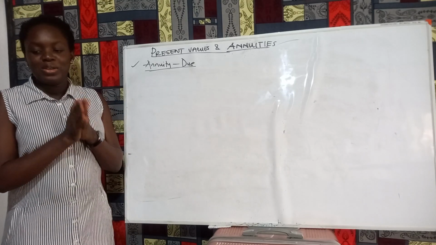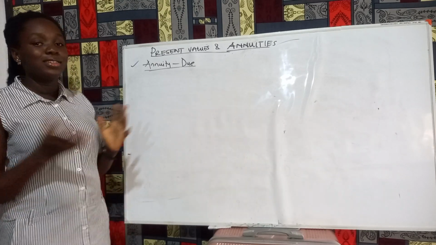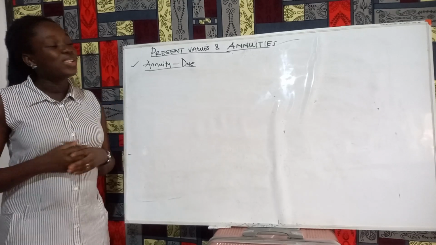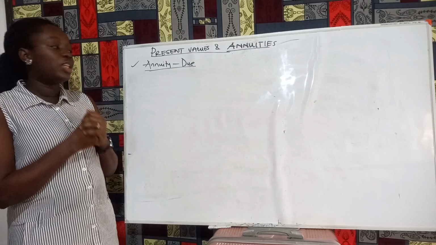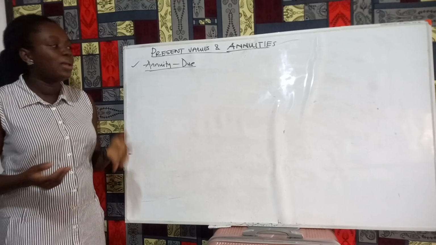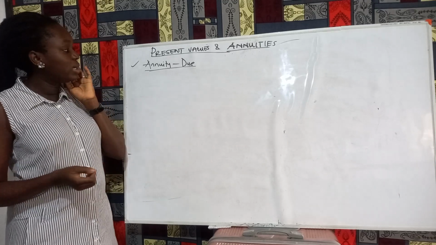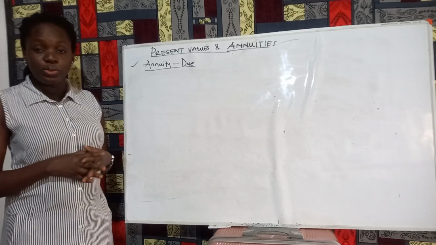Welcome back. We are continuing annuity due. In our previous session, we looked at annuity. We tried to understand annuity and then we looked at annuity immediate as one type of annuity. We looked at the present values and future values involved, and we want to now look at annuity due.